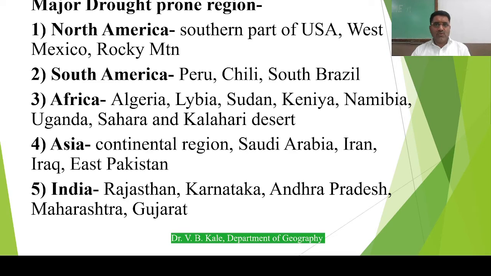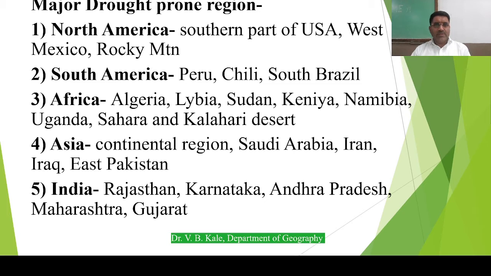If we focus light on the drought prone areas, then we come to know wherever there are droughts. First is North America: southern part of USA, West Mexico, Rocky Mountain. And in this regard, we can generalize one idea that wherever there are deserts, in those parts we always have drought prone areas. So the southern part of USA, West Mexico, as well as Rocky Mountain are parts which are nearby the deserts, and that's why they are drought prone areas.